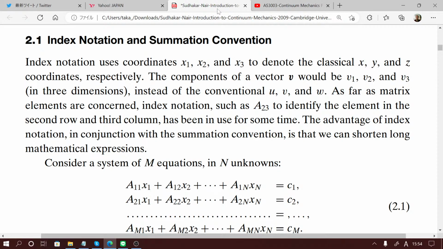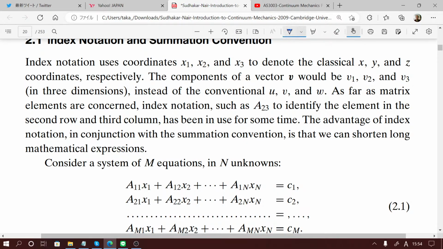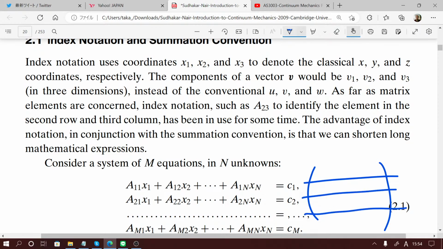So we have the components of vector v will be v1, v2, and v3 in 3 dimensions instead of the conventional u, v, w. As far as matrix elements are concerned, index notation such as A23 identifies the element in the second row and third column. Second row is this, so you have 1, 2, 3.